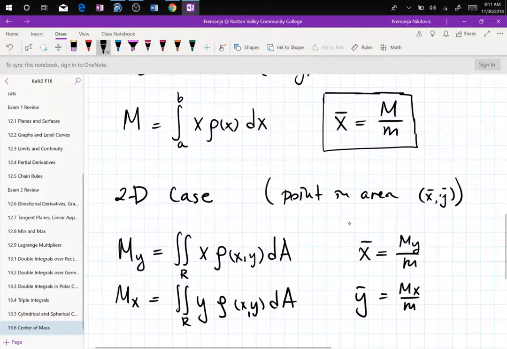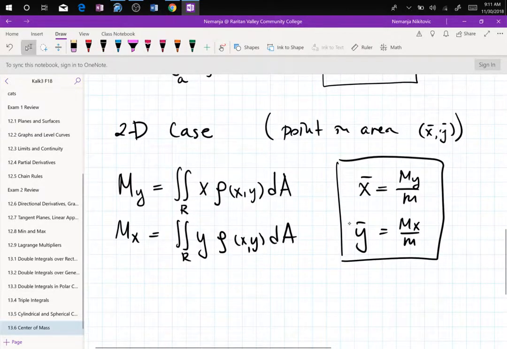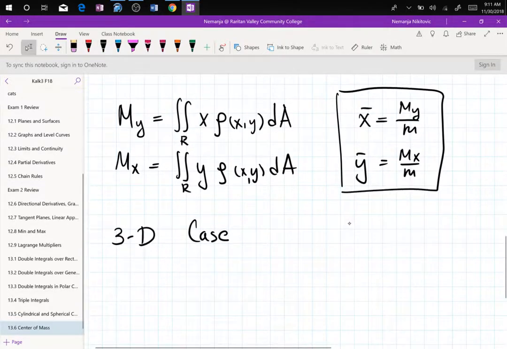We'll do the example, obviously, but it's still the short version of the lecture. And the 3D case is going to have 3 triple integrals plus the mass triple integral. That's 4 triple integrals to solve. And then you have the calculation for x bar, y bar, and z bar.